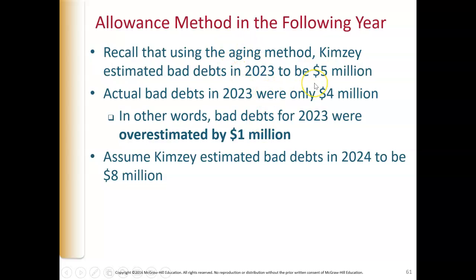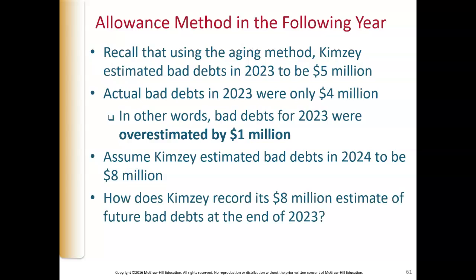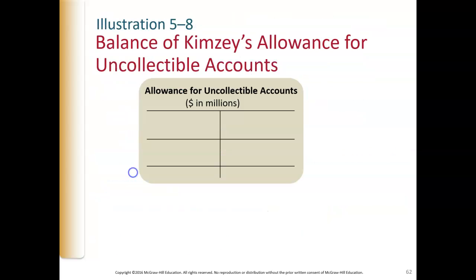So in 23, we thought bad debts would be 5, but they were really only 4. But then in the next year, we're estimating bad debts to be $8 million. Well, because we overkilled it the previous year, we're going to make adjustments for it in the next year. So how does Kimsey record its $8 million estimate of future bad debts?